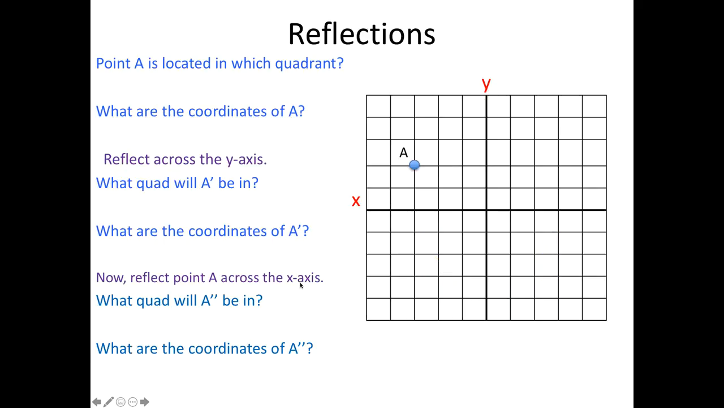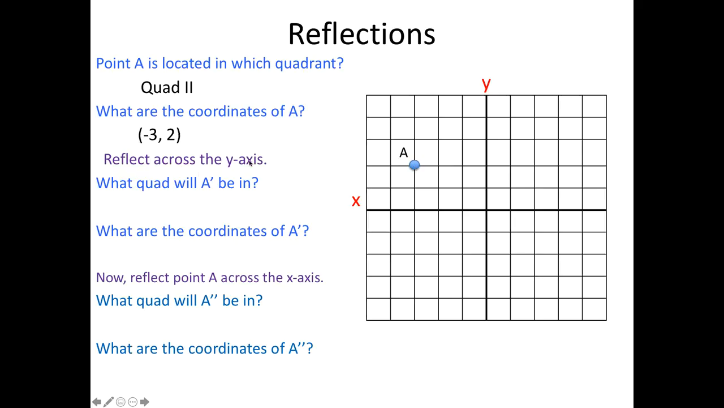Okay? We have point A. Which quadrant is point A located in? It is located in quadrant 2. What are the coordinates of A? Starting at the origin, (-3, 2).